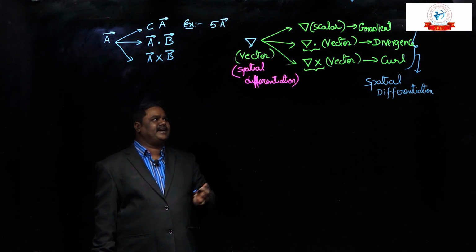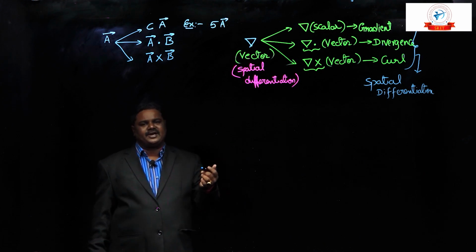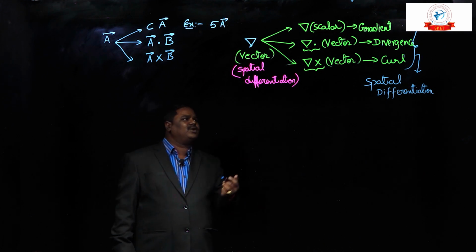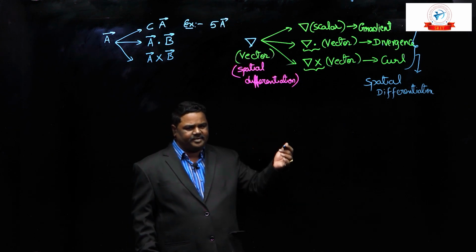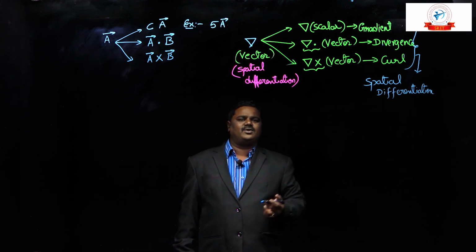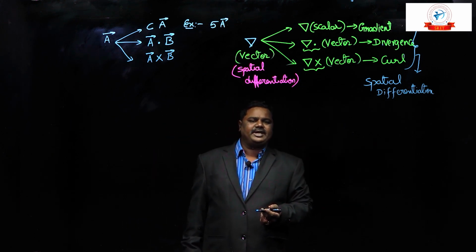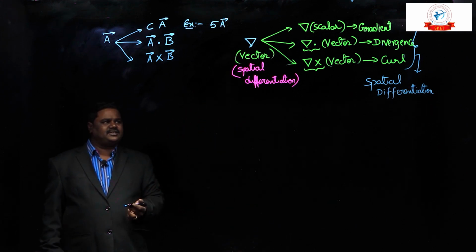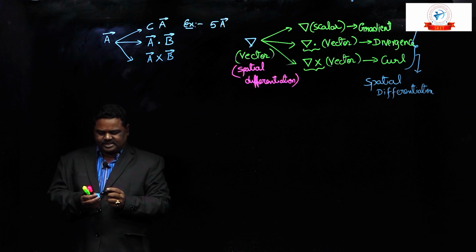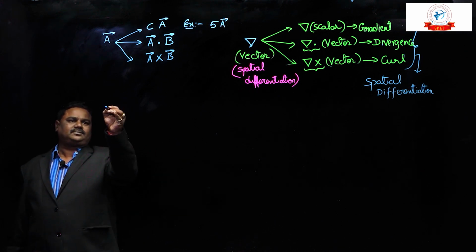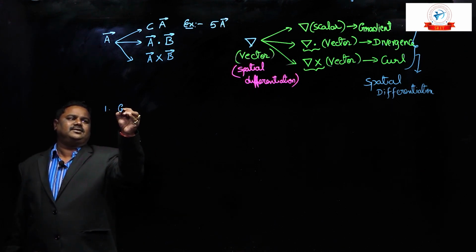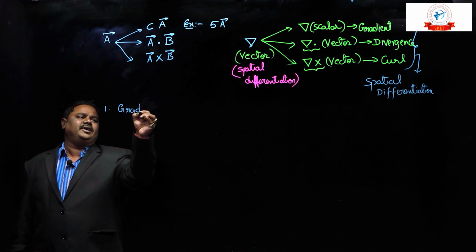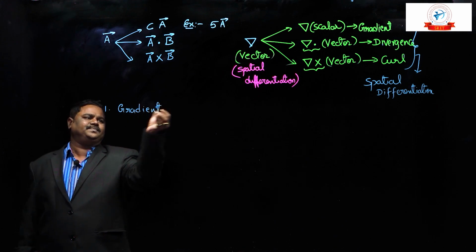Now we are going to discuss each of these spatial differentiations in detail. What is meant by gradient operation? What is the physical interpretation of this gradient operation? And what is meant by divergence and its physical interpretation? And what is meant by curl and what is its physical interpretation? Let us see all these three basic vector differentiations one by one. First, let us consider gradient operation.